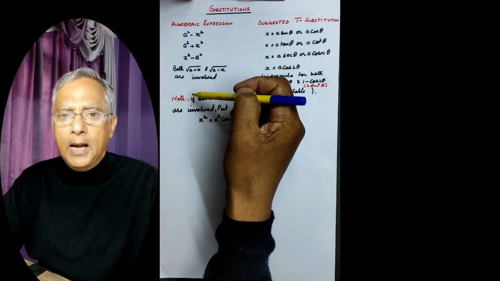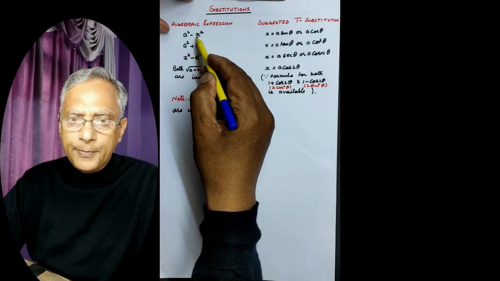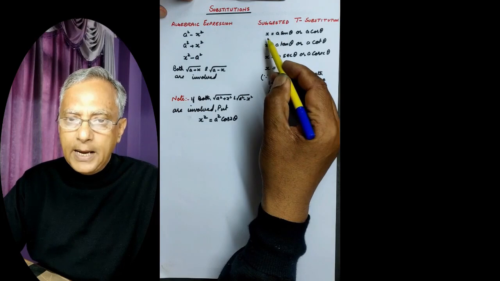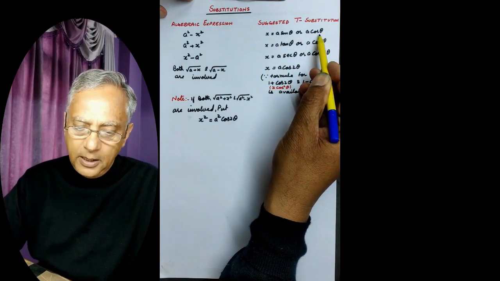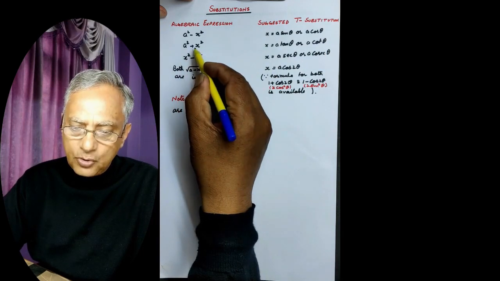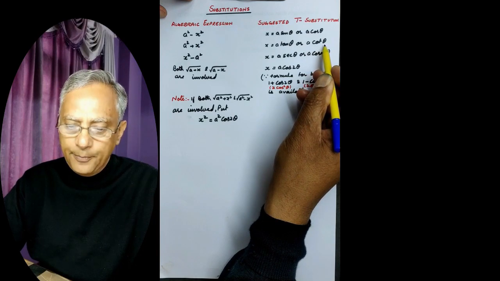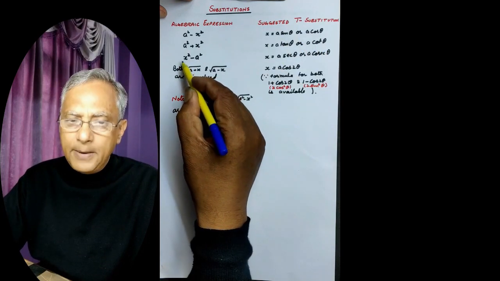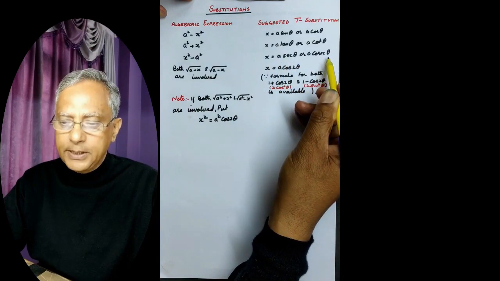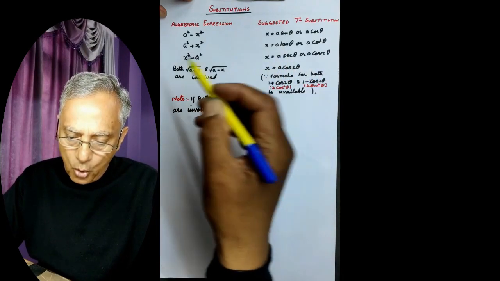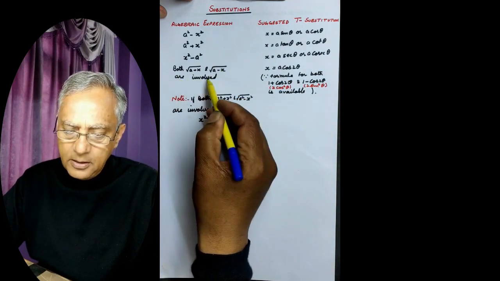If the algebraic expression involved in a question is a square minus x square, we try x equal to a sine theta or a cos theta. If the expression is a square plus x square, we try x equal to a tangent theta or a cotangent theta. If the expression is x square minus a square, we try x equal to a secant theta or x equal to a cosecant theta.